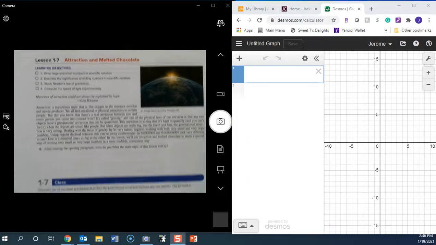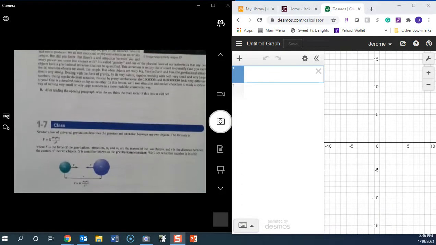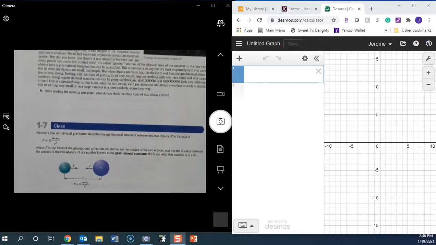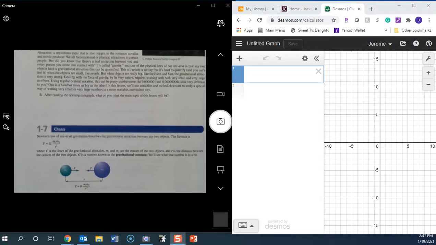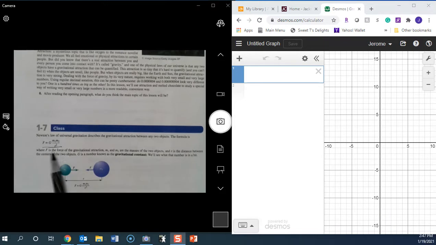Now we come down here to the bottom, and we notice that we have Newton's law of universal gravitation, which describes the gravitational attraction between any two objects. This is the formula here, where F is the force of the gravitational attraction, M1 and M2 are the masses of the two objects, and R is the distance between the centers of the two objects. G is a number known as the gravitational constant. We'll see what that number is in a bit.